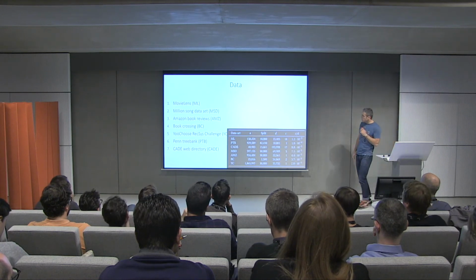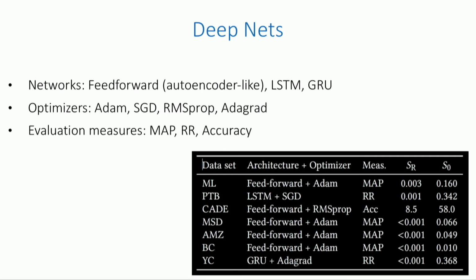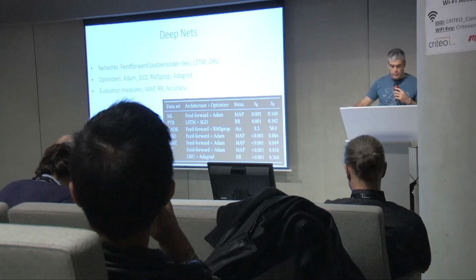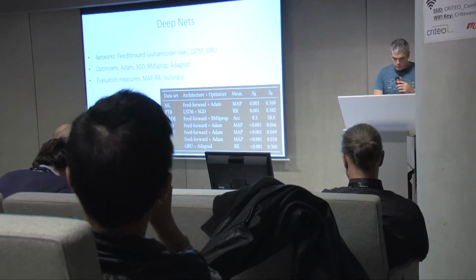We tried this technique on several datasets from MovieLens, Amazon book reviews, etc. And you can see here there are all sorts of different sizes of datasets and different sparsities. And it turns out, let me go straight to the results. Oh yeah, we used a couple of autoencoders and LSTMs on this data, with all sorts of different optimization techniques and evaluation measures.